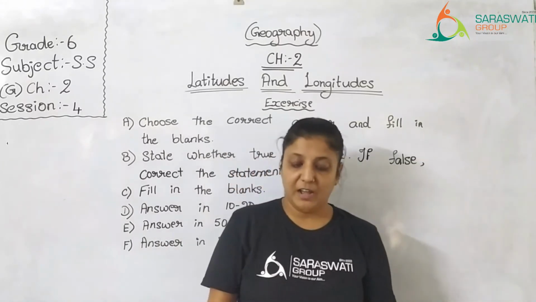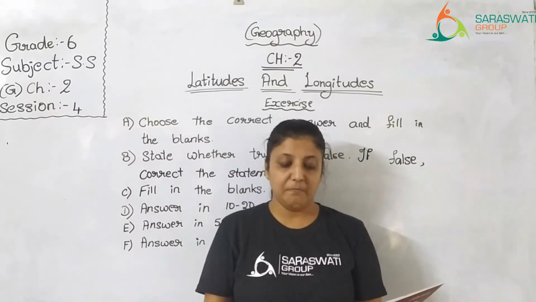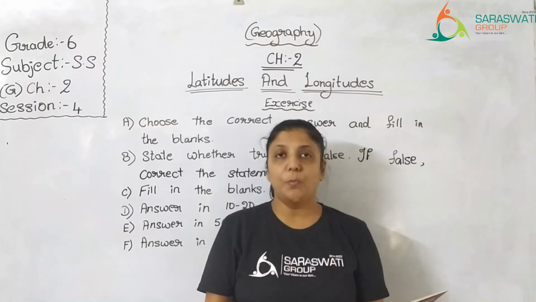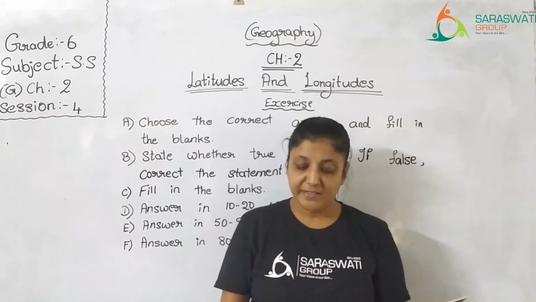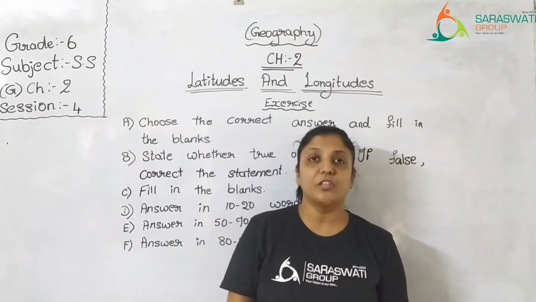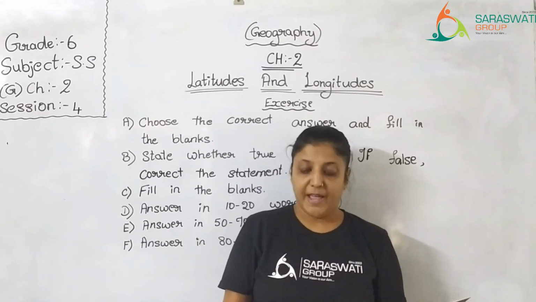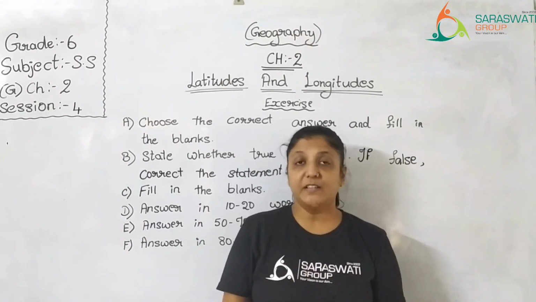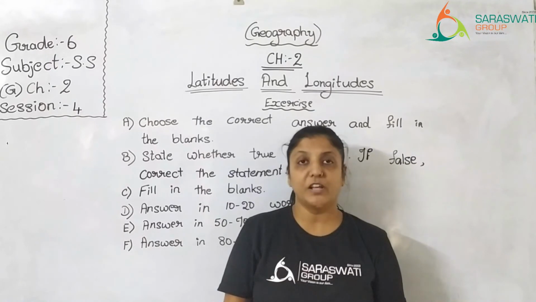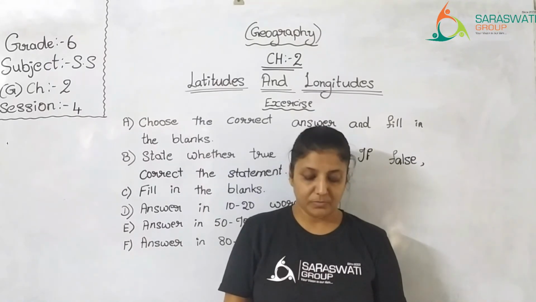The imaginary line drawn exactly midway between the two poles is called the equator. It divides Earth into two equal halves or hemispheres. As the equator is the starting point of latitudes, it is considered to be the 0-degree latitude.